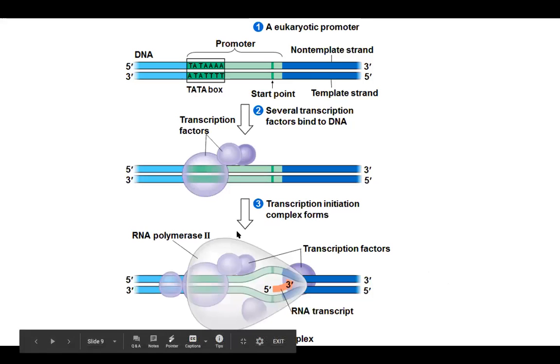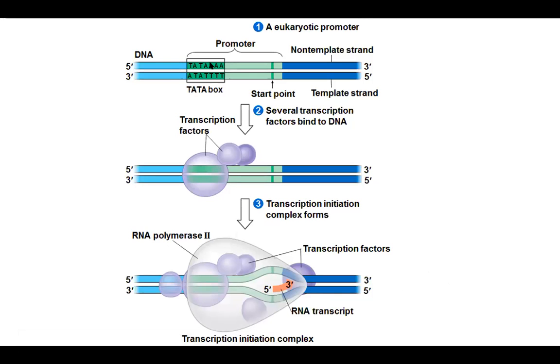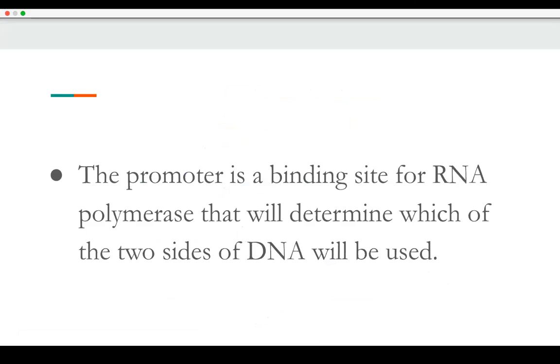So this promoter here is going to decide which side of the DNA we're going to use to transcribe into RNA. So we may use this side to transcribe, or we may use this side to transcribe, but that's going to be decided when we bind here.